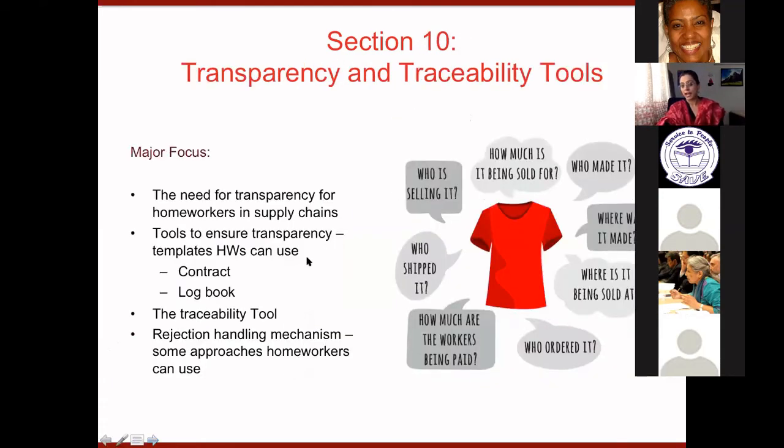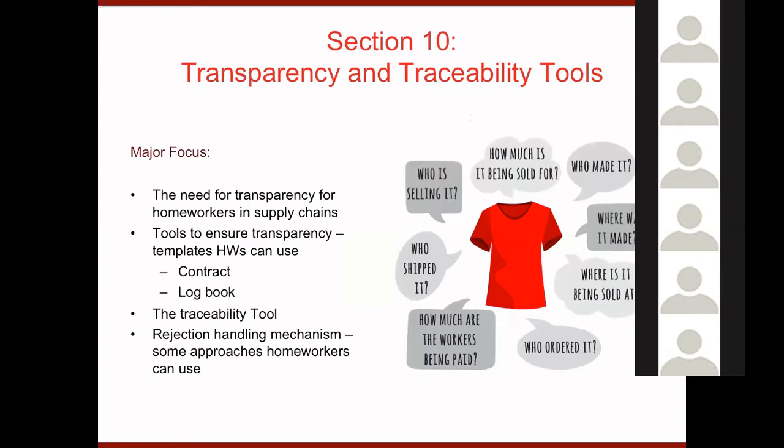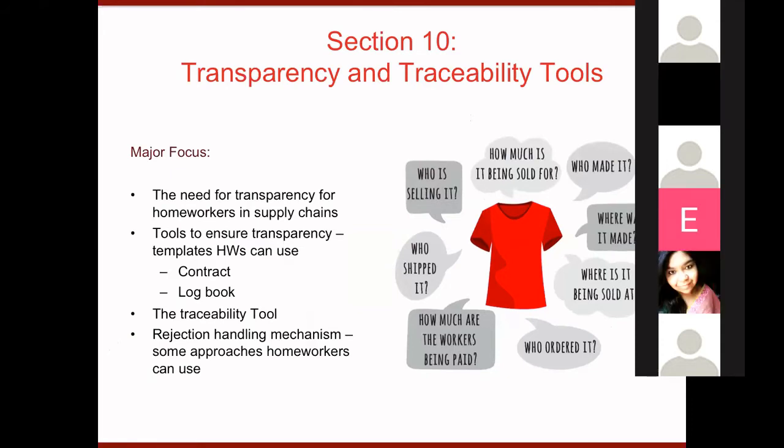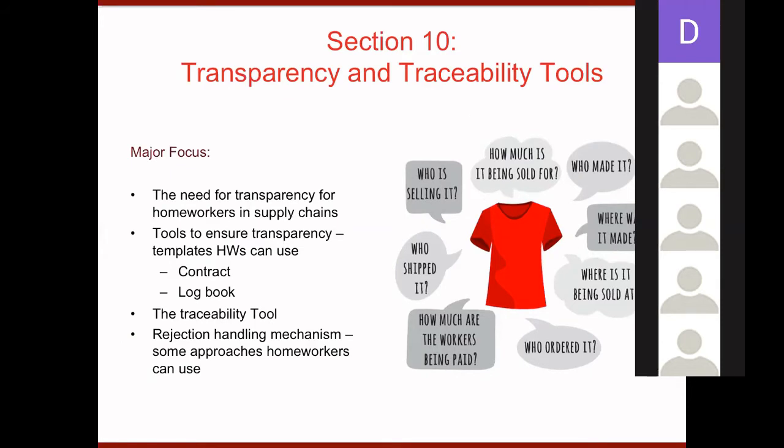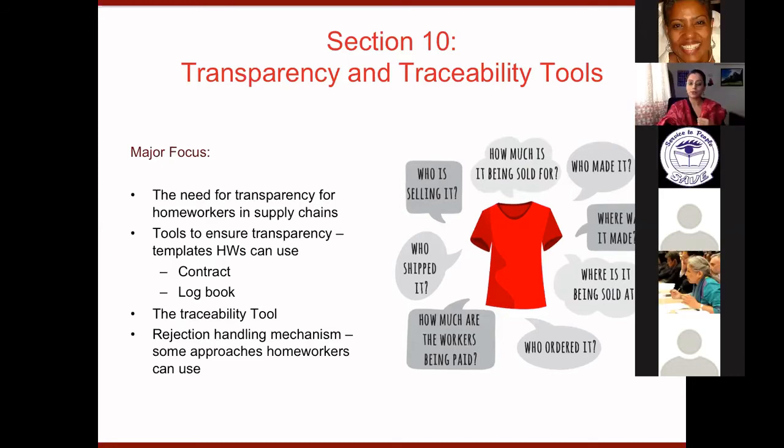The last chapter in the toolkit is on transparency and traceability tools, the need of home workers regarding transparency in the supply chains. We've talked about the various tools that we can have. We've given a sample contract letter, and also a sample logbook, which can be countersigned by home workers as well as the contractors and subcontractors. We've also talked about traceability tools and mapping of supply chains. And lastly, we've talked about the rejection handling mechanism and some approaches that home workers can use. So this is in a nutshell what we have in this toolkit.